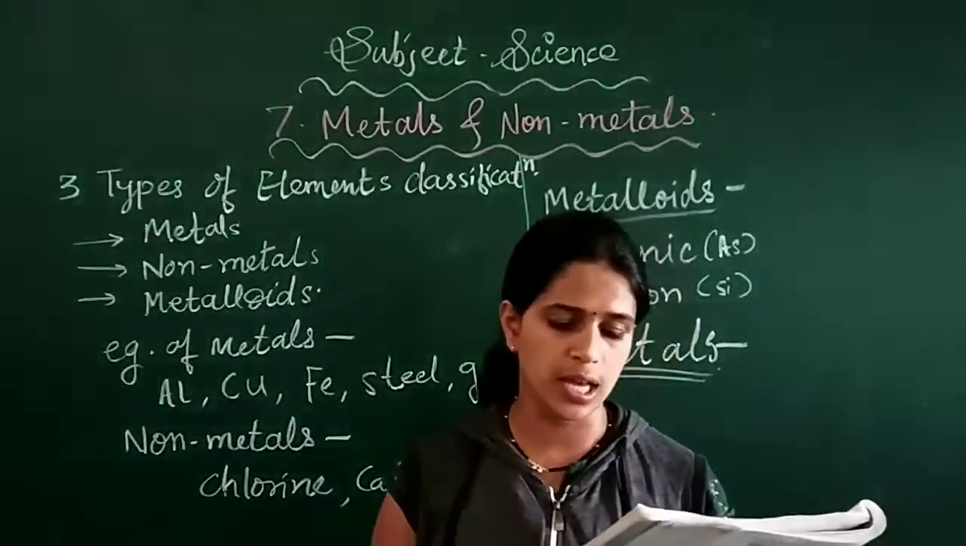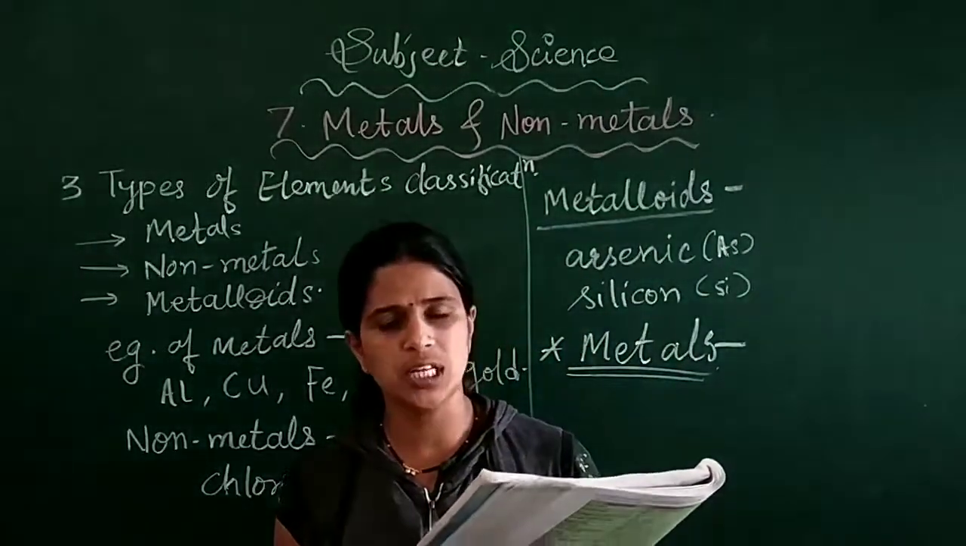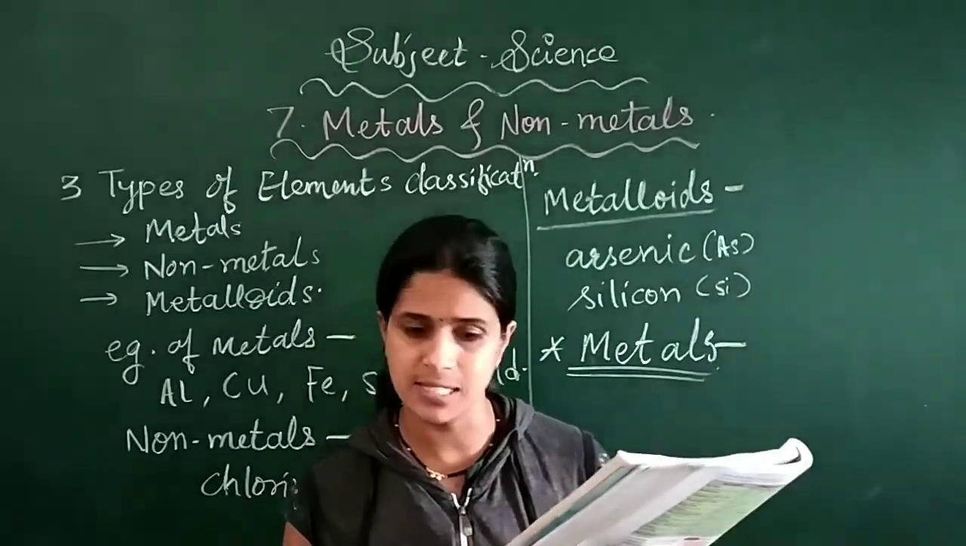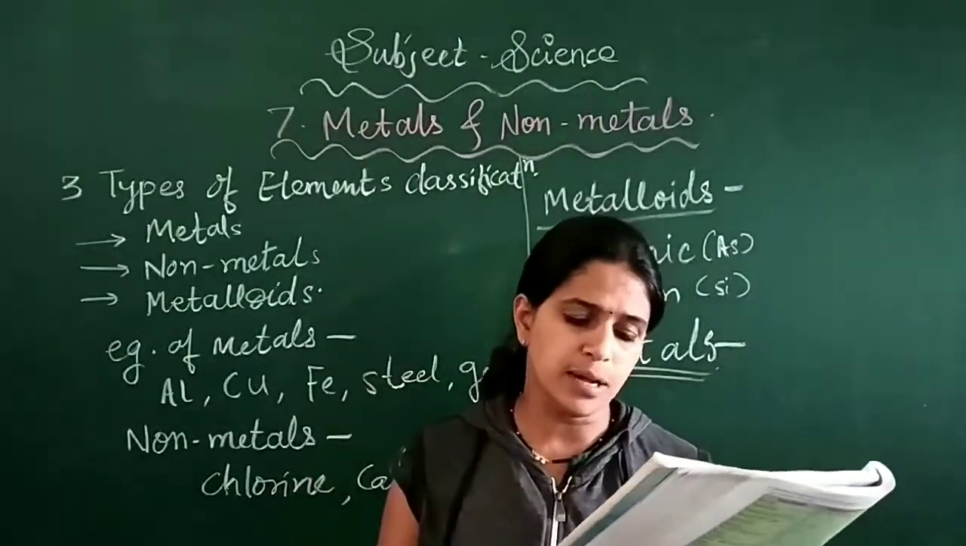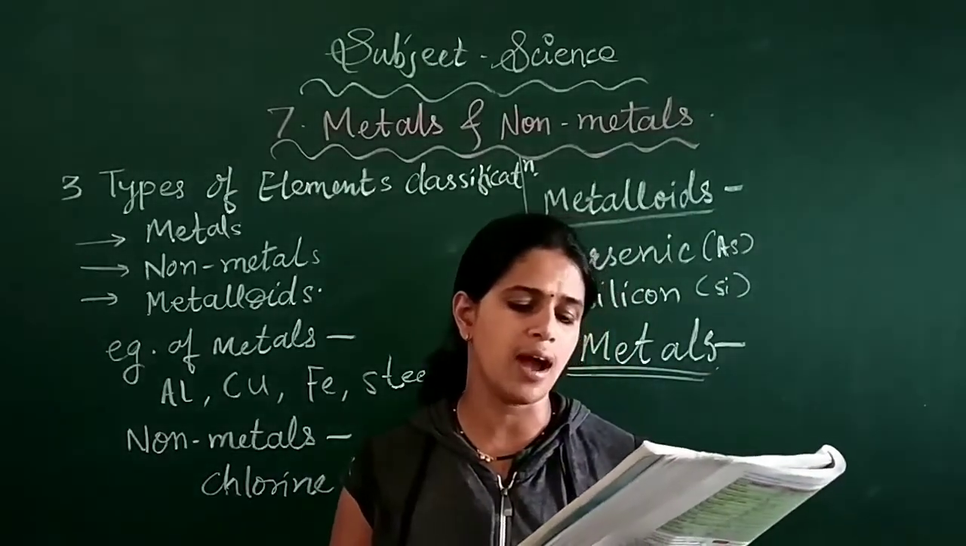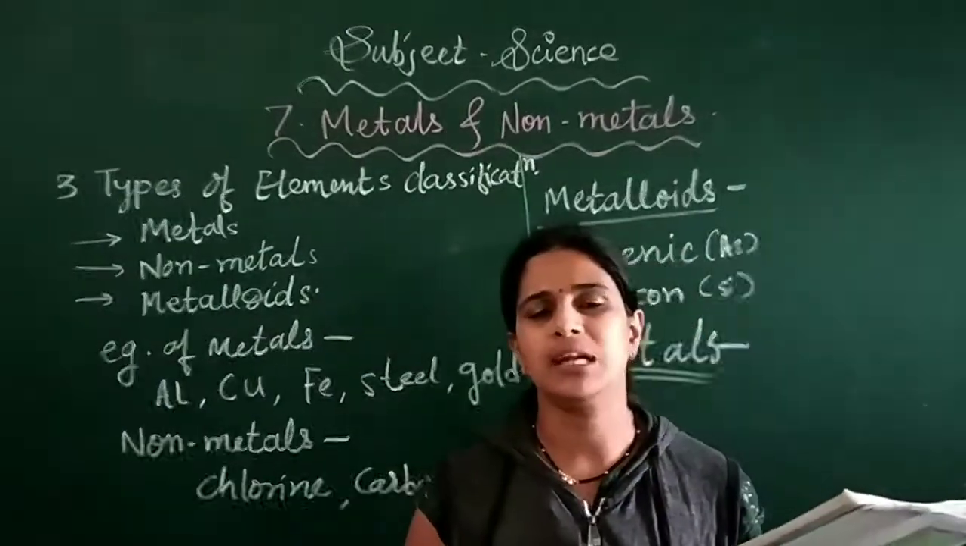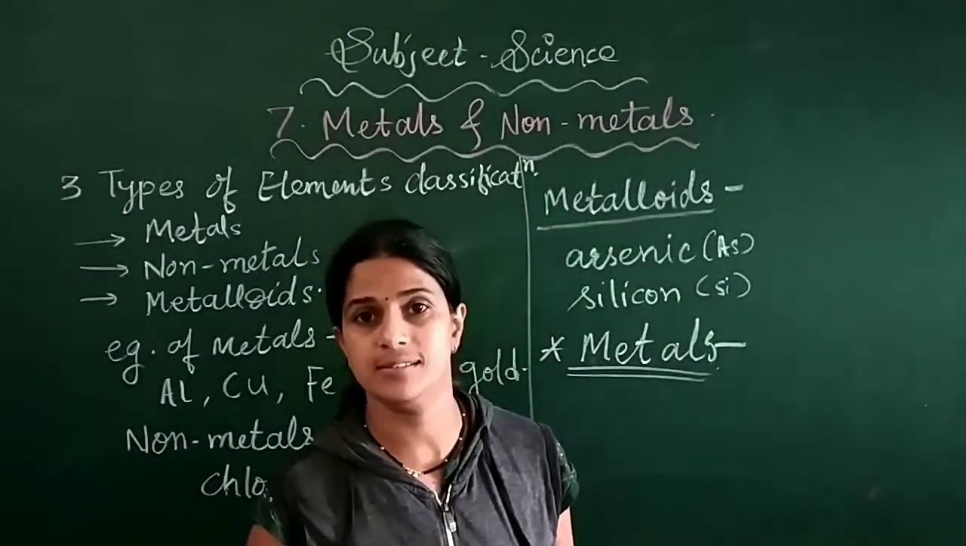The density of lithium is only 0.53 gram per cc. Only these three metals, that is the sodium metal, potassium metal and lithium metal, have a lower density than water. The rest of all the metals have a high density.